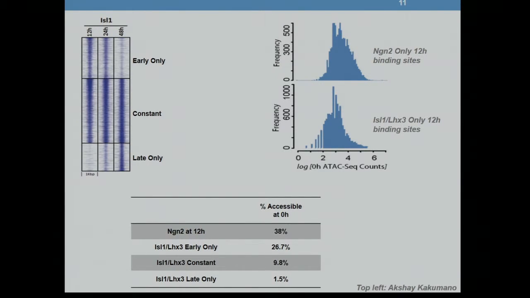We can quantify this by peak finding. So if we do peak finding on this ATAC-seq data set and intersect the transcription factors with the ATAC-seq peaks, what we can see is that for neurogenin at 12 hours, about 38% of it binds sites that were already accessible at 0 hours. The early only, so these sites here, early only LHX3 and islet sites, about 26% of them bind things that were accessible. The constant sites, these ones, about 10%, and the late sites, very, very few, which makes sense because they come in late during the differentiation. So based on this, we decided to split the first two into two further categories, things that were accessible at 0 hours and things that were not accessible at 0 hours. So we have 6 categories: accessible at 0 hours and not accessible at 0 hours, early only, accessible and not accessible, constant and late.